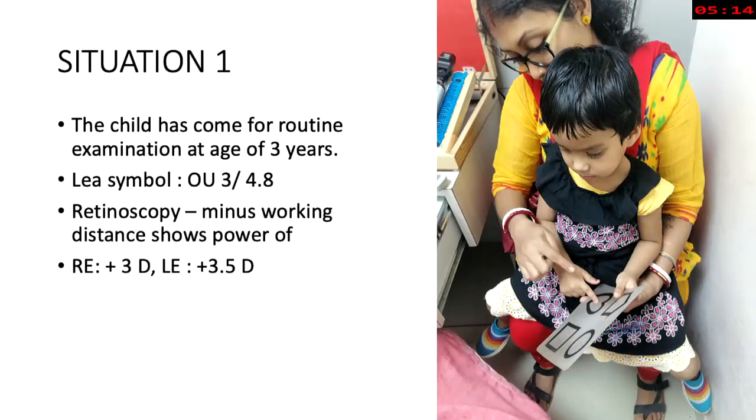So we will go through some situations. I would like to know your answer, but I think there is no mic for the audience. A child has come for a routine examination at the age of 3 years, and the Lea symbol shows that both eyes are 3 by 4.8. The retinoscopy shows a working power of 3 diopter and 3.5 diopter. What would you like to do? Like most of the patients, you would just watch the patient because the patient is asymptomatic, doesn't have esotropia, and the vision is fairly good.